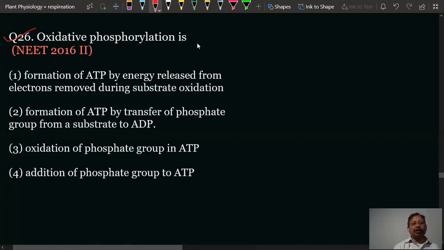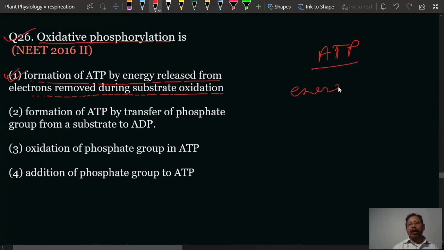Oxidative phosphorylation is option 1, formation of ATP by energy released from electron removed during substrate oxidation. This is the correct definition of the oxidative phosphorylation. Phosphorylation is the production of ATP molecule, and for ATP synthesis, energy is required, and this energy here comes from the oxidation of the respiratory substrate.